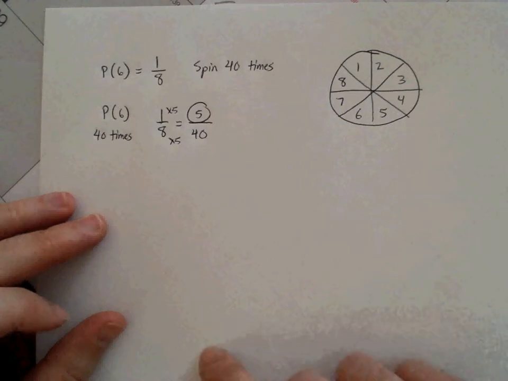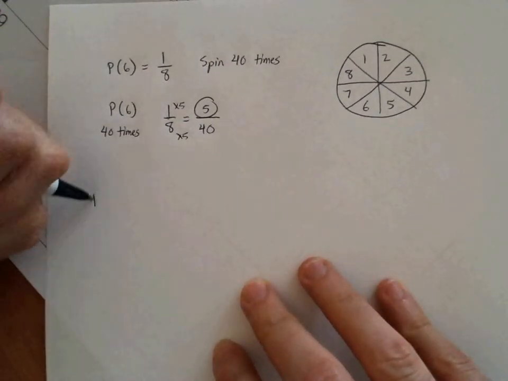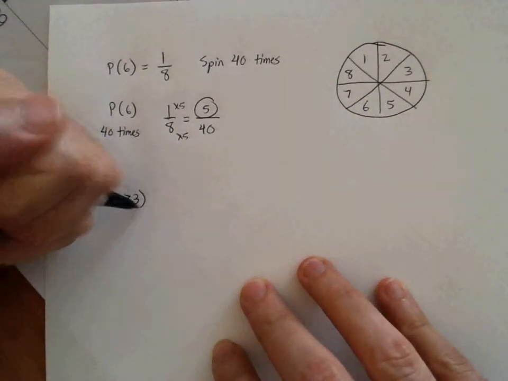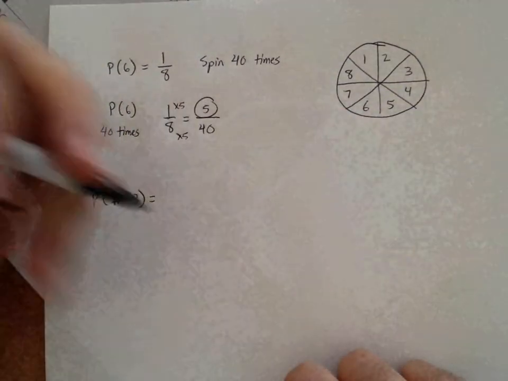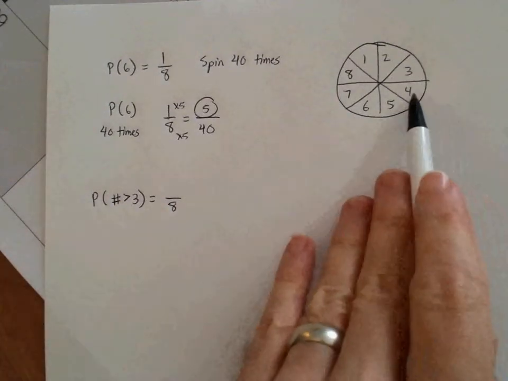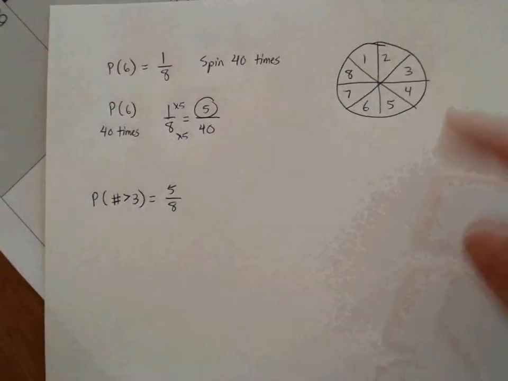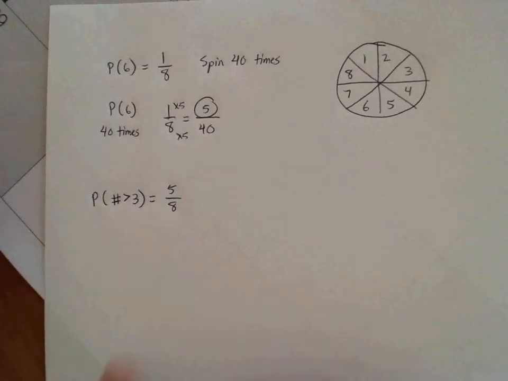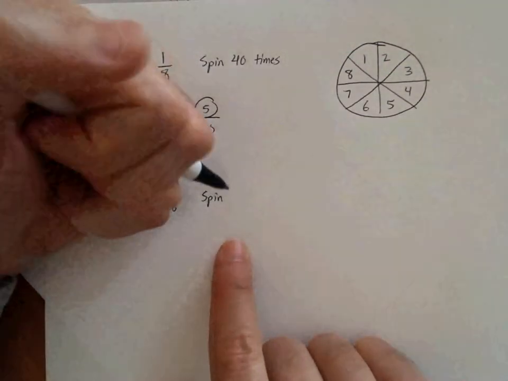Let's look at another one like this using the same spinner. Let's say that we're trying to find the probability of getting a number greater than 3 when we spin the spinner. So in this scenario, the denominator does not change. We still have 8 choices. And we've got to go back and see how many numbers we have that are greater than 3. So we can choose the 4, 5, 6, 7, or 8 and be happy. So that was 5 choices. So when you spin this spinner, you should see a number greater than 3 show up about 5 out of 8 times.